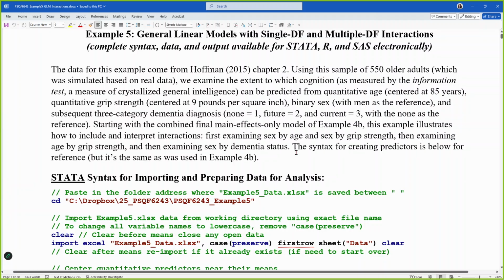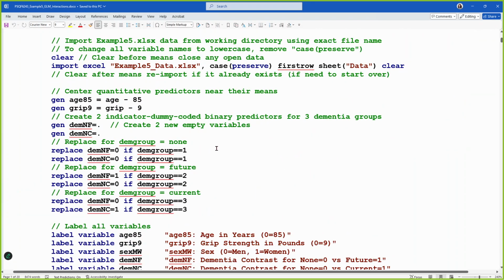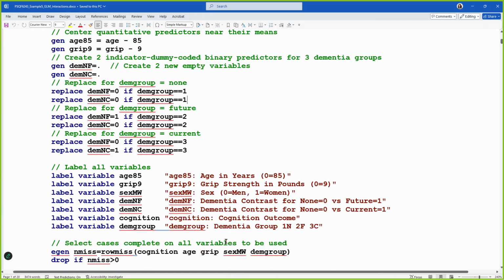So this data set is fake, but based on real data. Older adults were predicting cognition as a quantitative outcome from quantitative age in years. Grip strength, which is a proxy for physical fitness, at 9 pounds per square inch is our centering point. A binary variable for gender, where men are the 0, women are the 1, and a dementia diagnosis category: never going to have it, are going to have it eventually, or currently already have it. So we walked through creating variables, for instance, dem group, for which we had to make binary contrasts. That way we're not treating it as if it were a number.